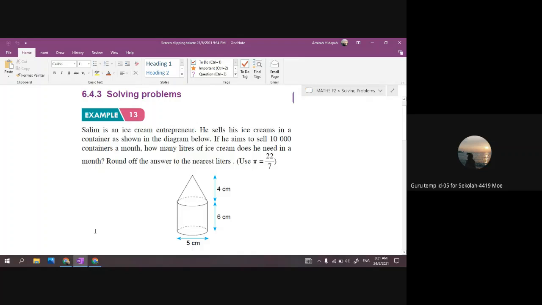For today's class, we are going to look at a new subtopic, which is about solving problems. Basically, dalam setiap topik memang akan ada solving problems ni lah. Same like surface area punya solving problems, it involves the combination of two solids as you can see in this example. So let's take a look at the example given in the textbook.